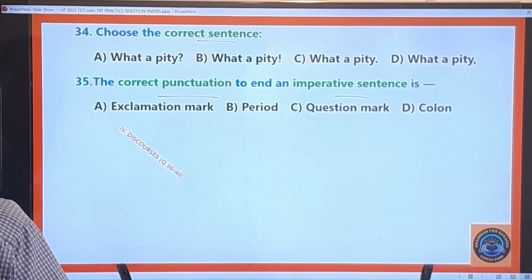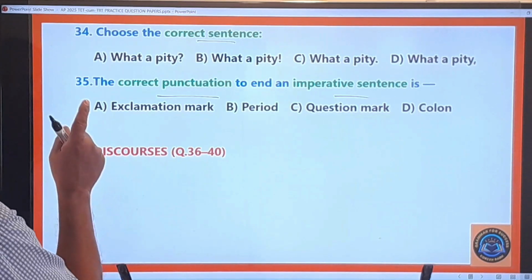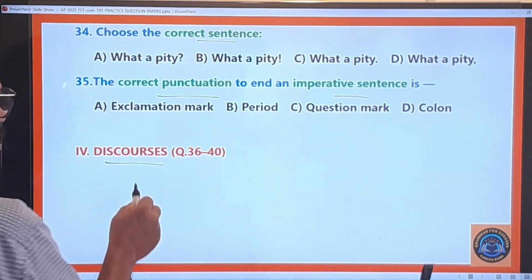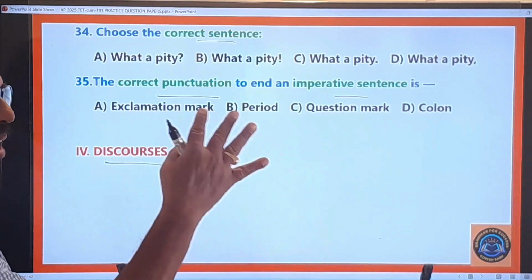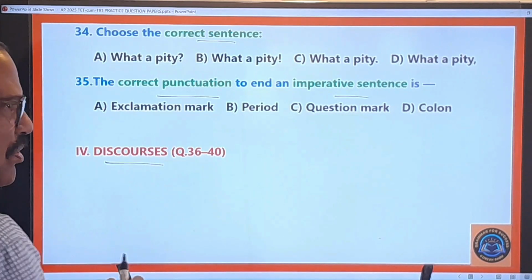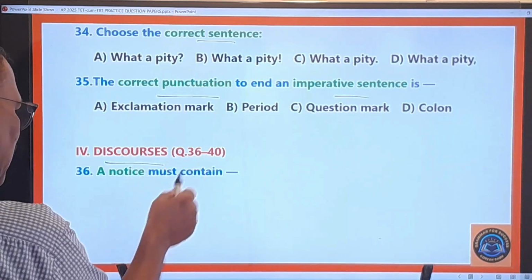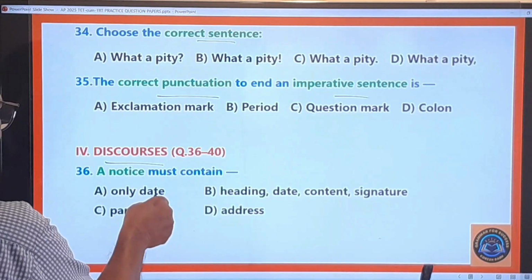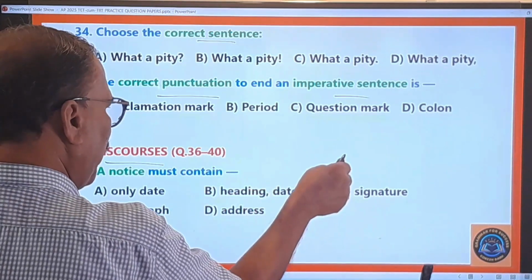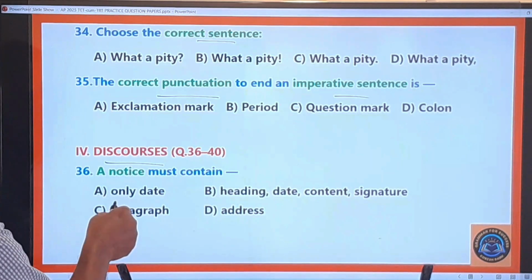Now you move on to the 4th section of the question paper, discourses. Discourses means connected speeches or writings. And 5 questions you are going to answer in this section. And here, 36th question, a notice must contain what? Only date, heading, date, content, signature, okay, paragraph, address.